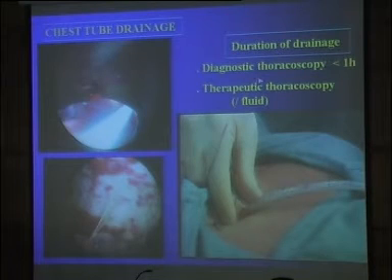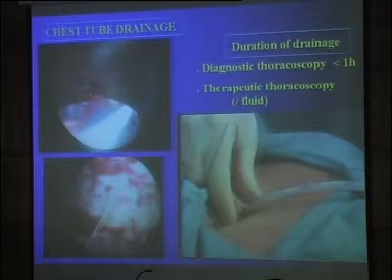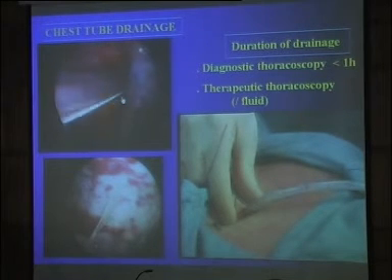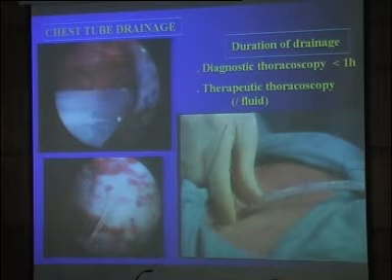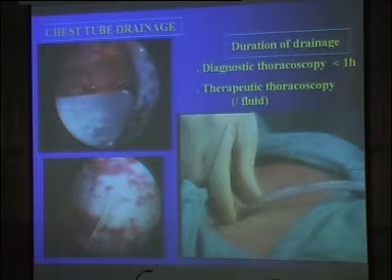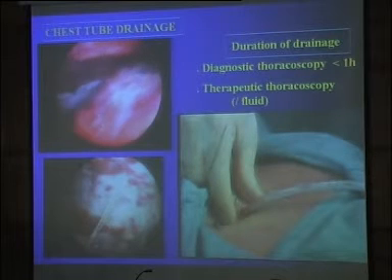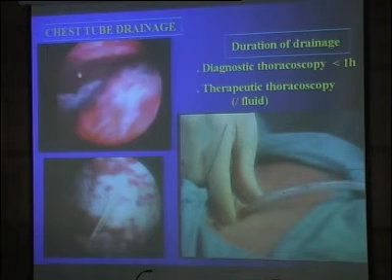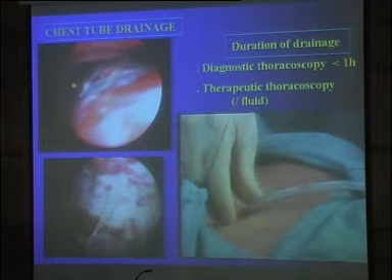The last step of your procedure, after careful examination of the pleural cavity and after sampling the pleura, is of course to re-expand the lung. As you can see, for those who have never seen expansion of the lung from inside, you see the expansion of the lung in this patient with malignant nodules here, who underwent talc poudrage, as you can see here.